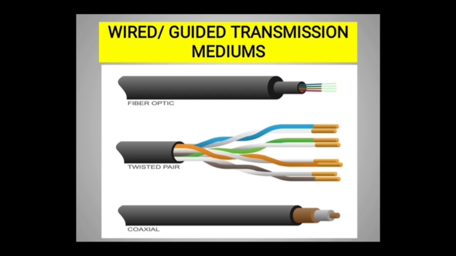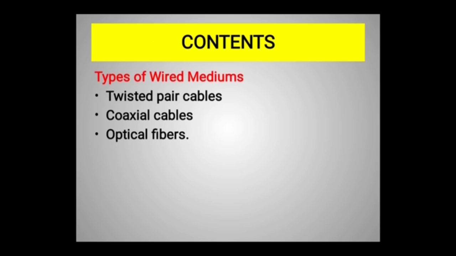Students, in the previous video we discussed the communication channel, and there we got to know that communication channels are divided into two parts: guided medium and unguided medium. So today in this video we will discuss in detail the guided transmission medium. Today we will discuss the three types of wires we use in setting up a wired connection between two computers: twisted pair cable, coaxial cable, and optical fiber.